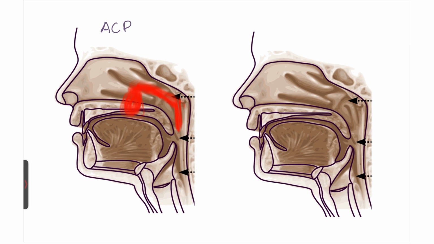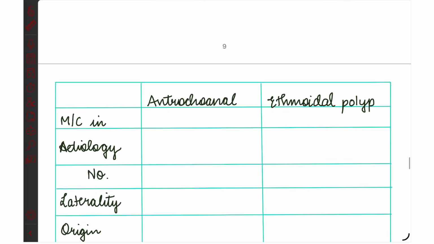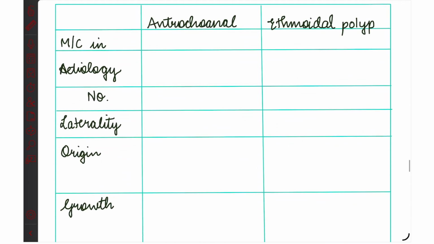It is usually unilateral and is seen in children, whereas in ethmoidal polyps, you can see multiple polyps that are present bilaterally and more commonly in adults. So these are the ethmoidal polyps. Let's look at it through a chart. So we have discussed that antrochoanal polyps are most commonly seen in children, and ethmoidal polyps are more commonly seen in adults.